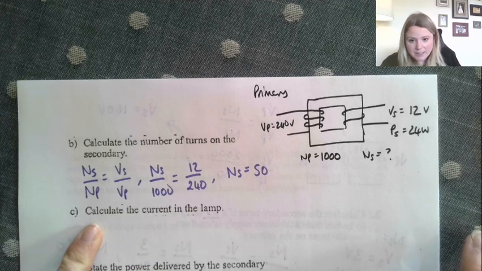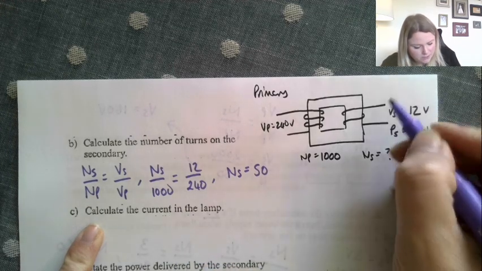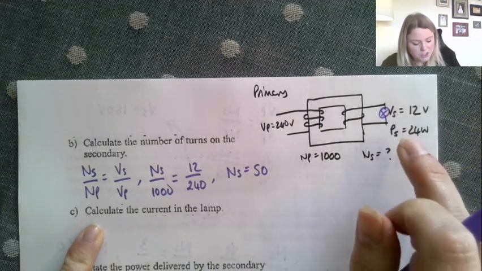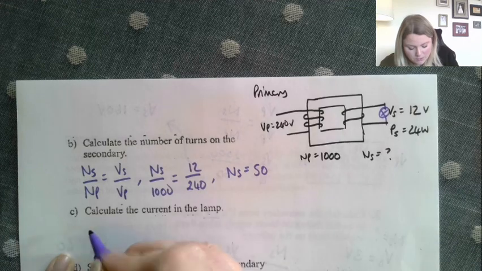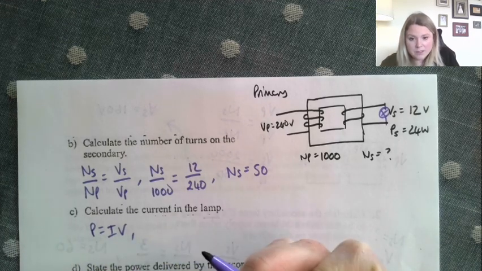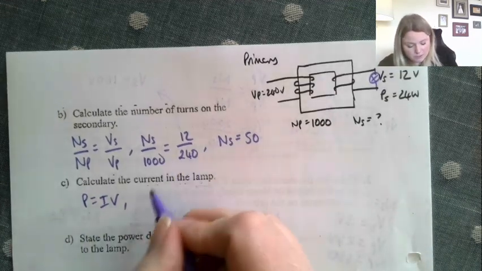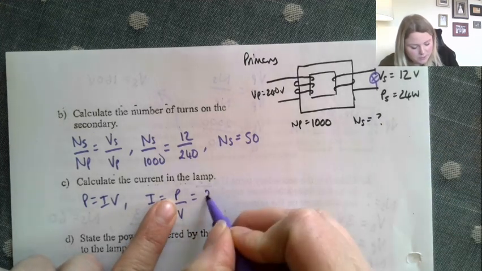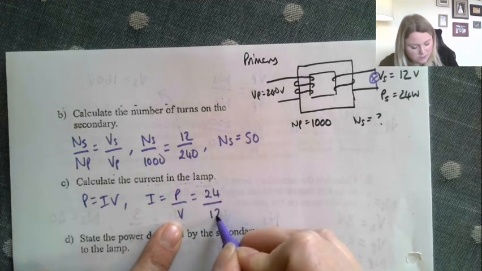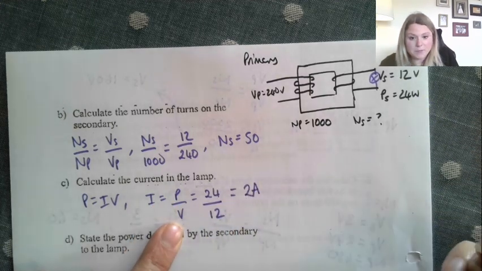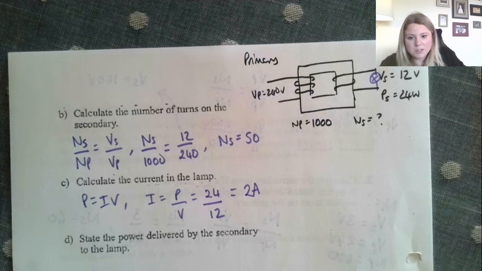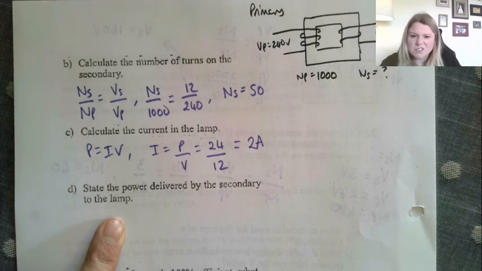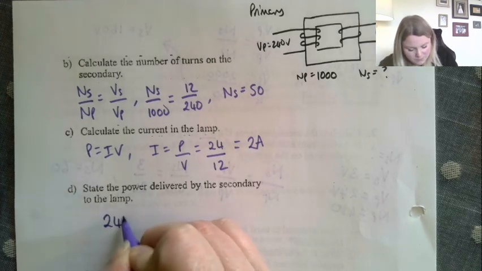Now, part C, calculate the current in the lamp. Oh, I didn't even draw my lamp over here. Here it was. So if I look at my lamp, I've got the voltage and I have the power. So I can use P equals IV to do that. If I rearrange that and make my current be the subject, I get I equals P over V. So the power here is 24 and the voltage is 12. So that's going to get me 2 amps there. State the power delivered by the secondary to the lamp. That's just the 24. So 24 watts.